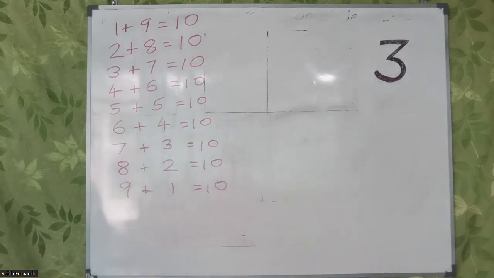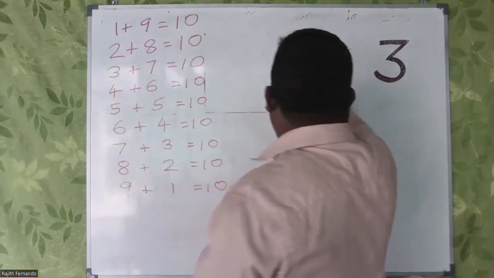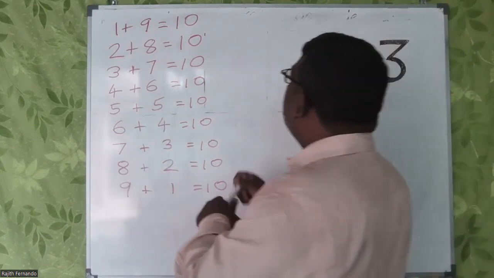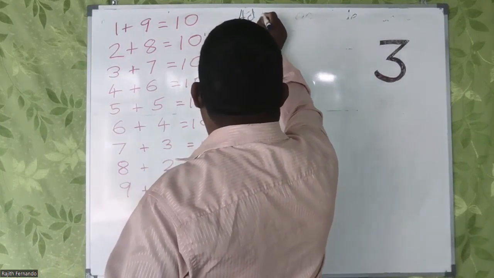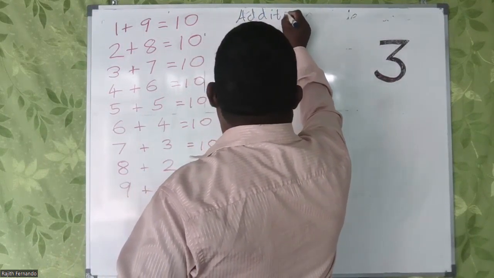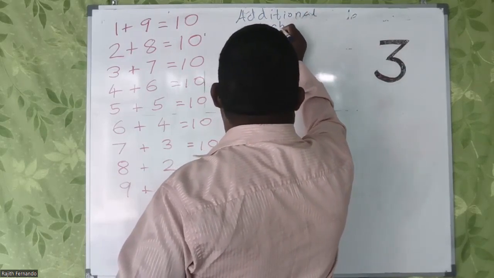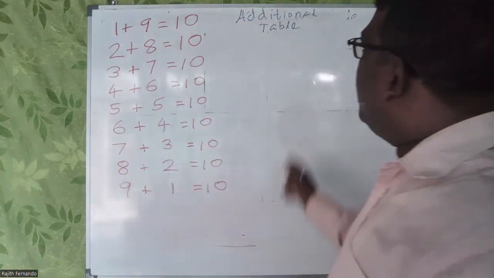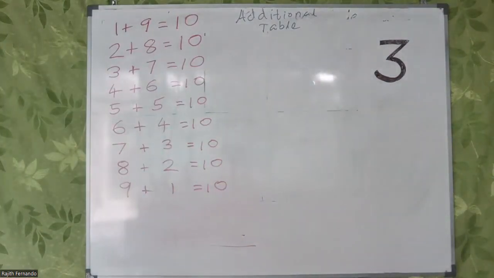Okay, write down this table in your book. This is the addition table. You can write down the topic as addition table and you can write down the table. And you have to remember it.